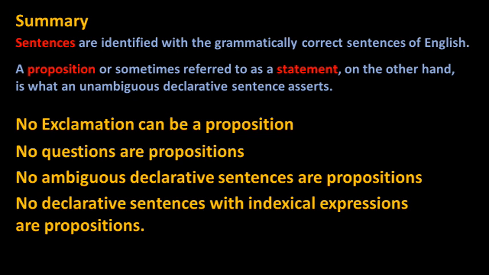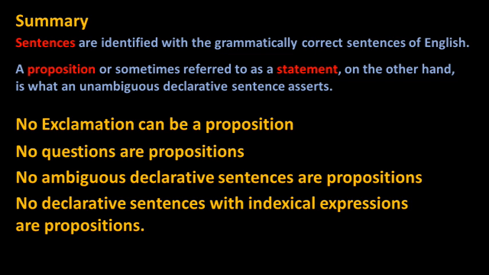Let us begin with sentences and propositions. There's a difference between sentences and propositions. Sentences are the grammatically correct utterances we issue in the English language. A proposition, sometimes referred to as a statement, on the other hand, is what an unambiguous declarative sentence asserts. We also learn that no exclamation, like "hi," can be a proposition. Questions cannot be propositions. And finally, ambiguous sentences, such as sentences with indexicals, cannot be propositions.